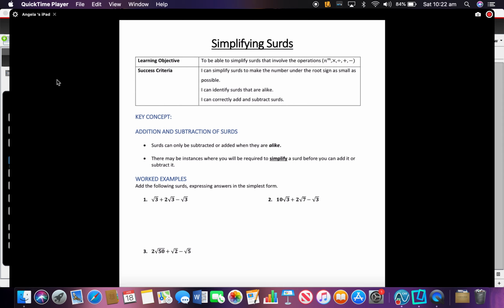So for example, surds that would be alike would be root 3 and 2 root 3. Surds that are not alike are obviously something like square root of 7, and then let's say 4 root 8. So we can't simplify those in any capacity.